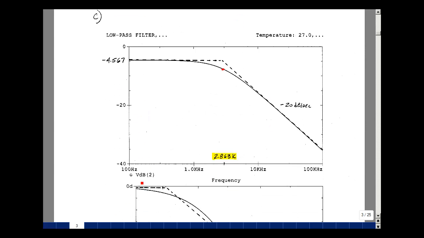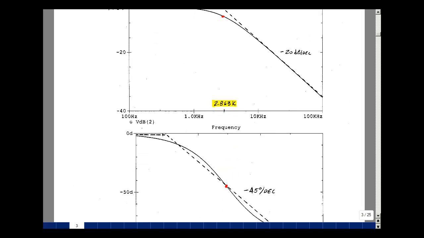In my first plot, I plotted node voltage 2. Now since the input is 1, the ratio of the output to the input is just node voltage 2. So I'll do that in dB, and here's the actual smooth curve. The value at low frequencies was minus 4.567. I found the frequency 2.863K using my ruler and a technique described in the Chapter 12 notes, and then drew my asymptotic approximation. So below here, 0 dB per decade, and then a rate of minus 20 dB per decade. And I'm basically down 3 dB at this frequency.